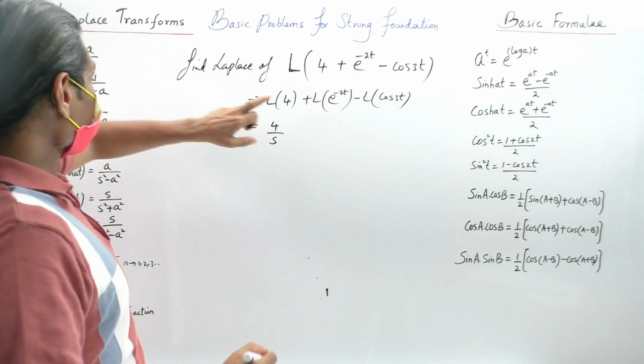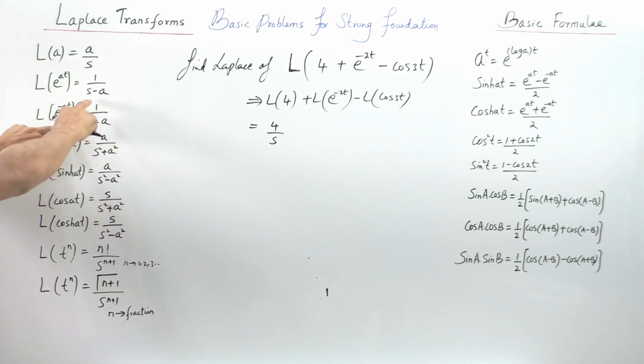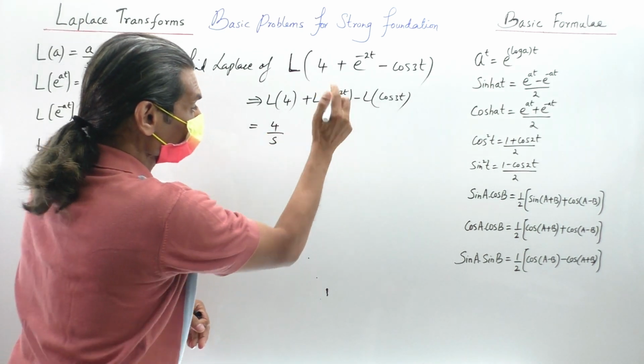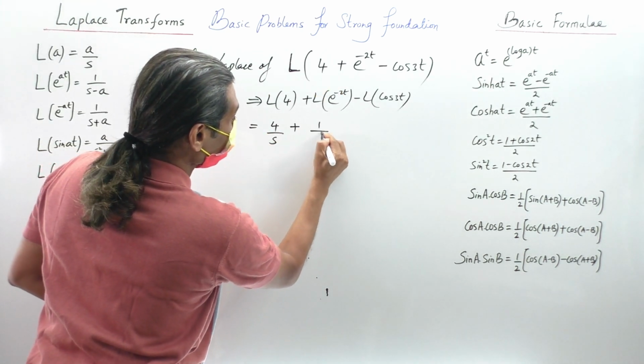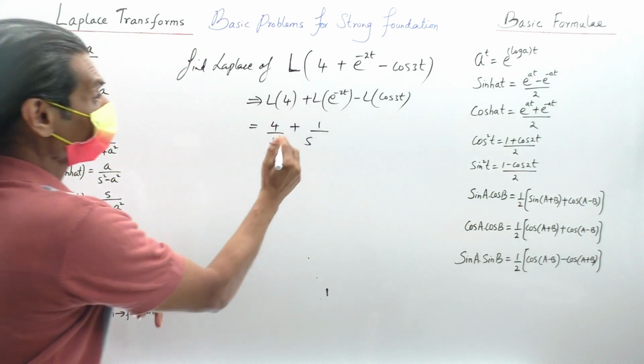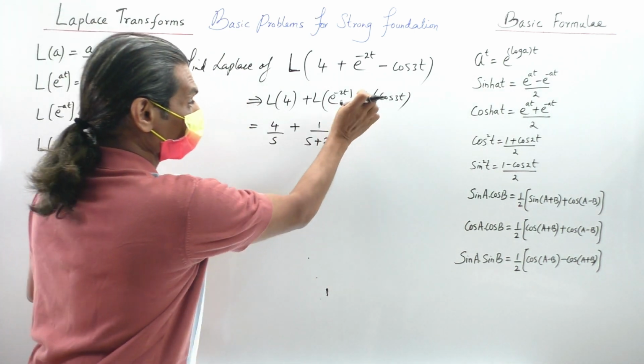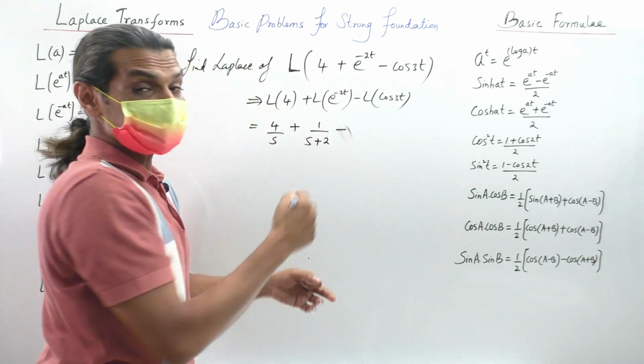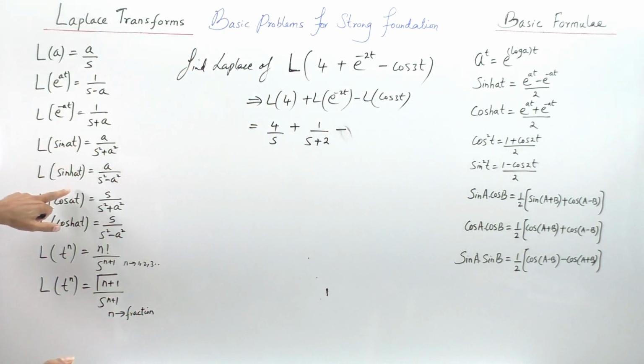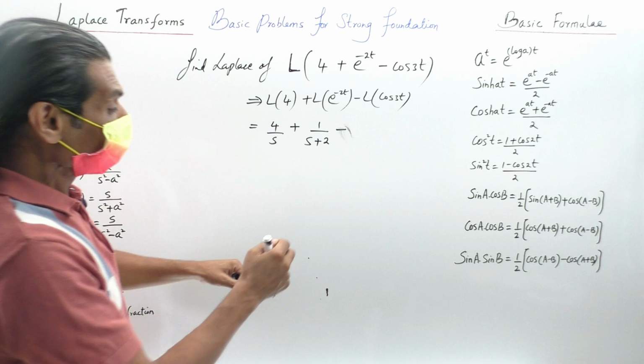What is Laplace of e raised to minus at? 1 by s plus a. See what is a here? 2. So plus 1 by s plus 2. What is Laplace of cos at? Laplace of cos at is s by s squared plus a squared. So what is the a here now?